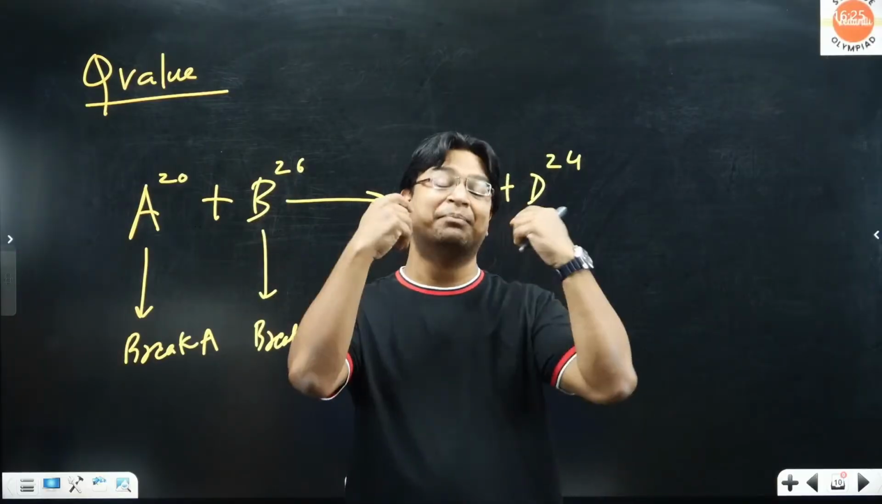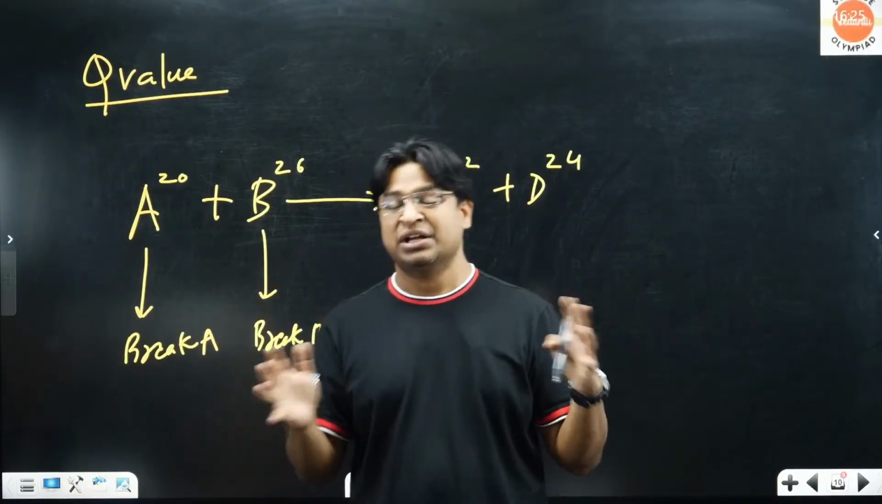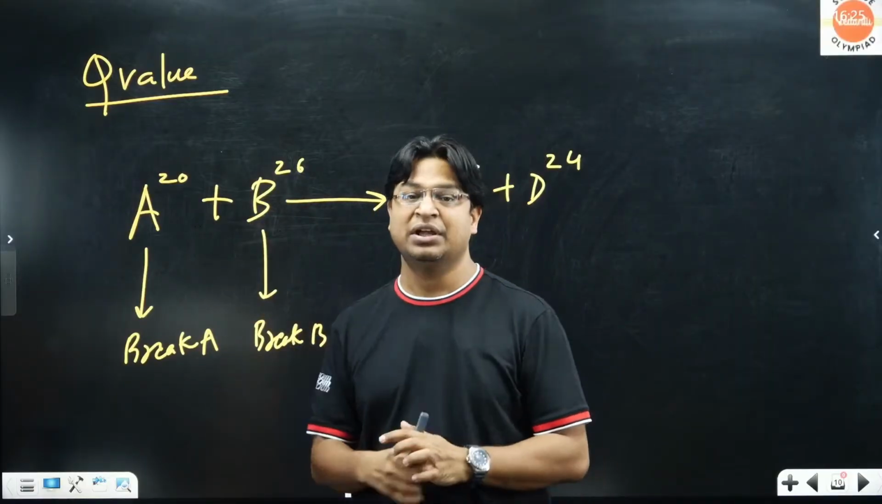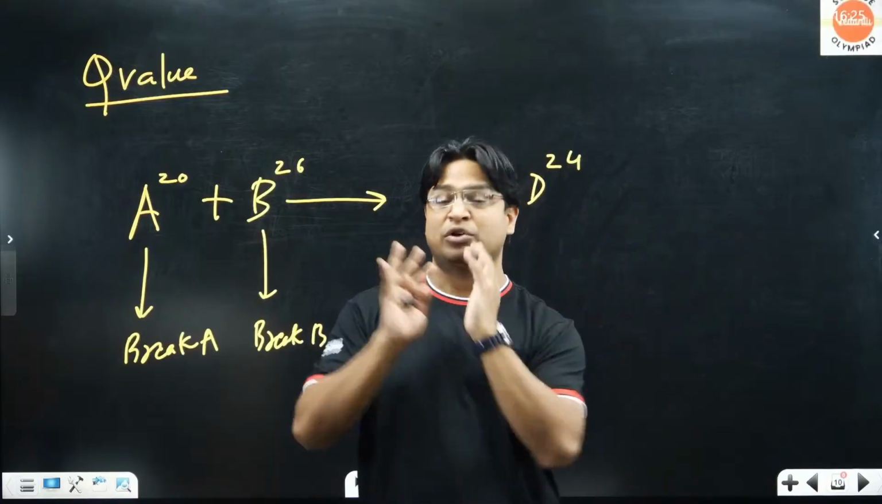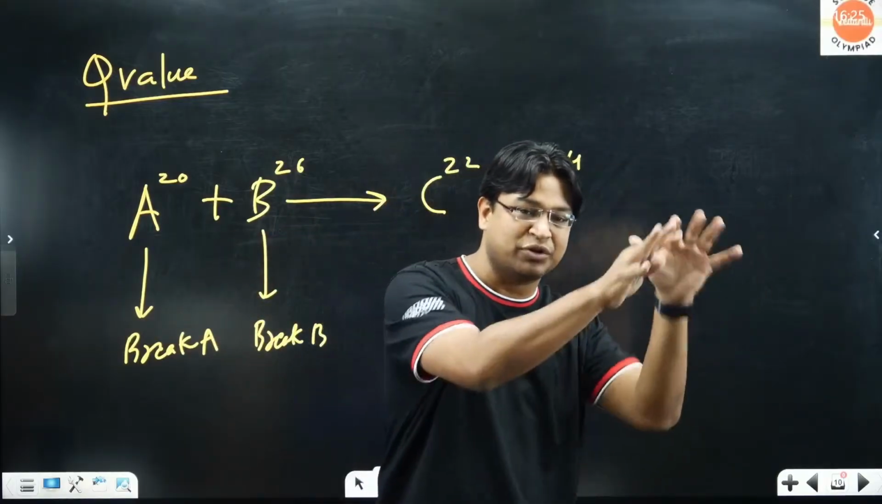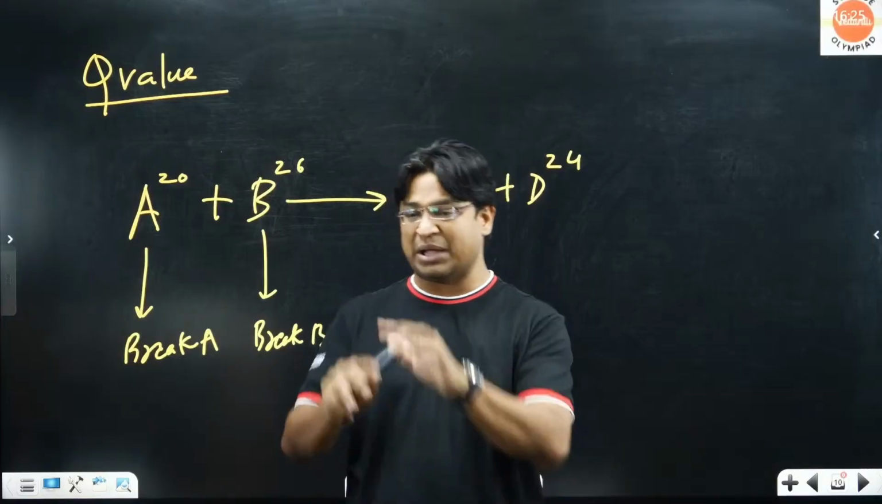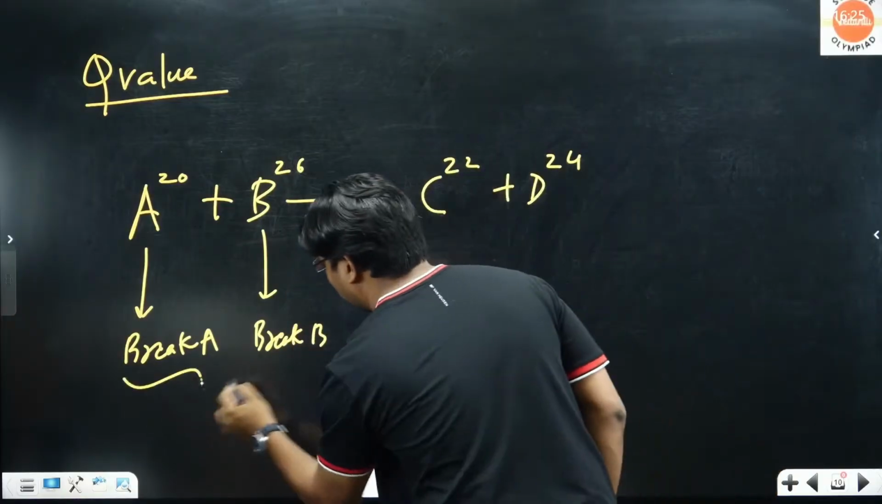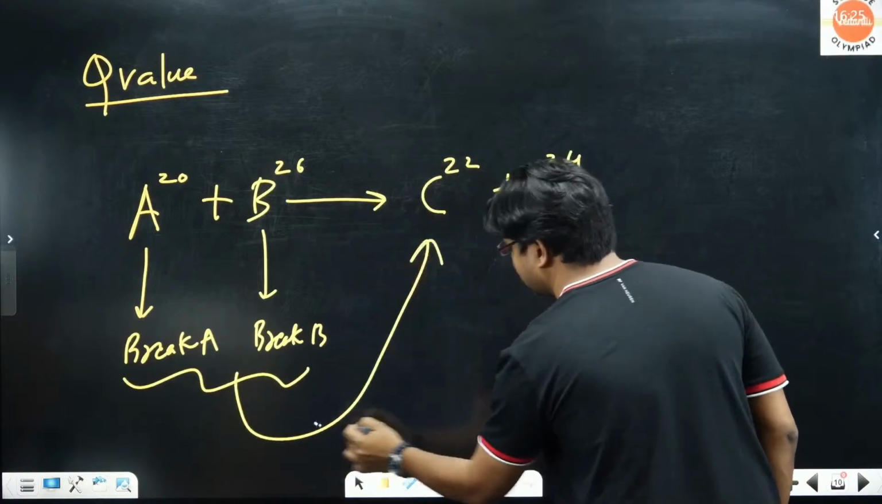I took B, I broke B, and now I have a lot of particles, protons and neutrons. I have a collection of a lot of protons and neutrons coming from A and B. Now I am regrouping them to form C and D. I'm collecting some protons and neutrons together so that C is formed, and collecting others so that D is formed. So you have a collection of particles, then you create C and D.